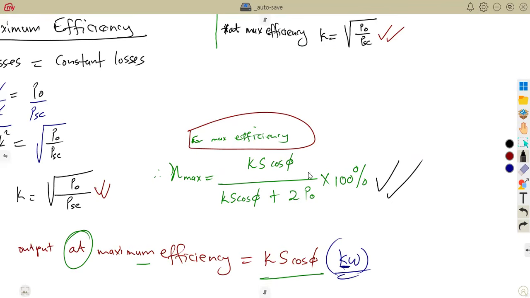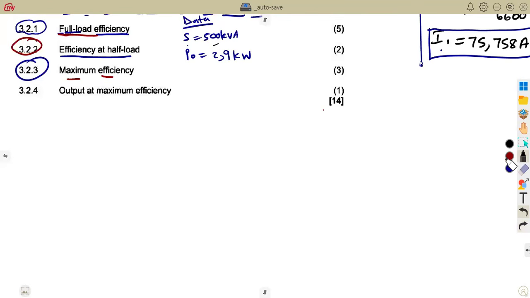But what is important is, okay. First, all right, so let's find our K, guys. Then you're going to use any method that you want. All right, so that's 3.23. The maximum efficiency is the one that we need. So we must find the K first at maximum efficiency.